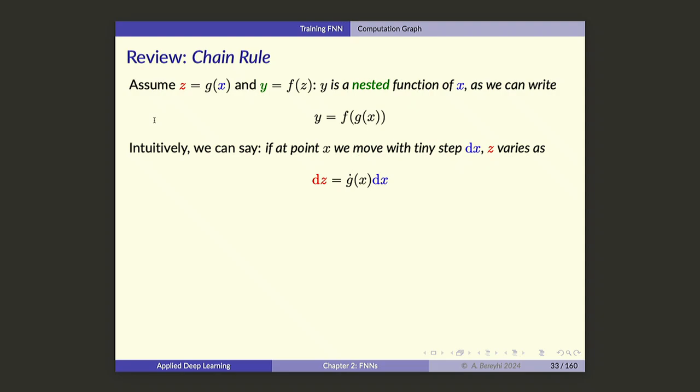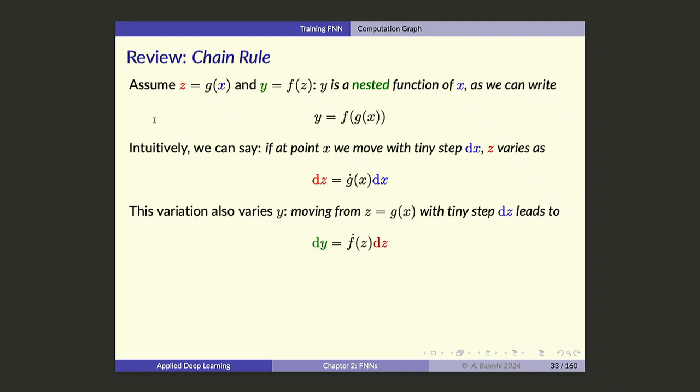The derivative is simply defined as the tiny change in the input and the tiny change in the output. The ratio between them is the derivative. So if I change x with dx, then dz is going to be something of this form. Now, if I change the input of this new function f, z, by a tiny dz step, how does the output y change? The change in y is simply the derivative of this function f at point z times the change in z.